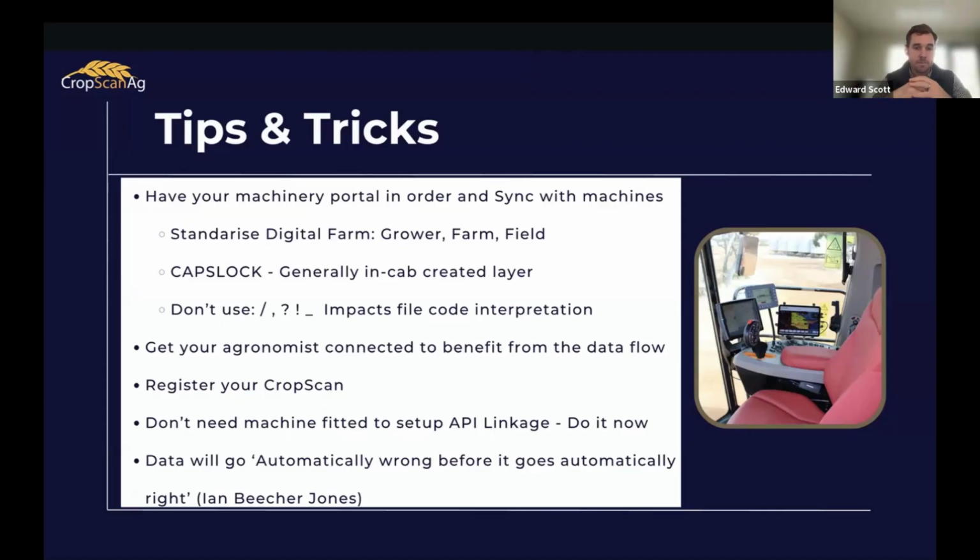Critically, with all of this data set up, the one thing to really remember is a critical quote from Ian Beecher-Jones, who's done a lot of work with us: data will go automatically wrong before it goes automatically right. So making sure all of this is set up right in the first place ensures that if something does come awry later on, it's going to be that last link in the chain, not something that's crumbled back at the start.